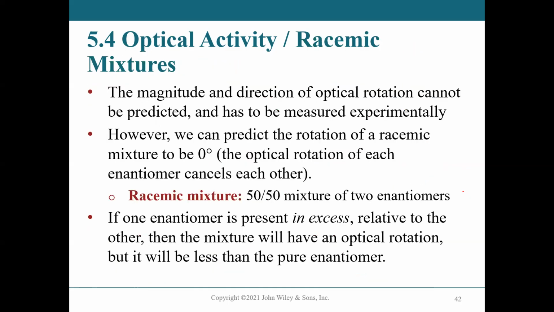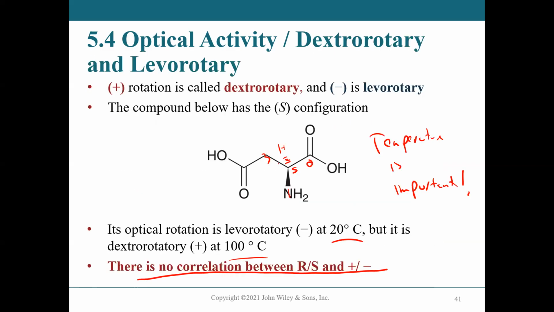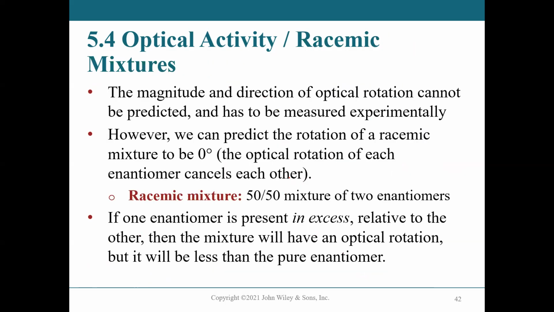So the magnitude and direction of optical rotation cannot be predicted and has to be measured experimentally. So we can't just say, oh, I have this compound here. It has an S center and I'm going to predict that it's going to be levorotatory. Well, if we heat it up, it could be dextrorotatory or whatever. So we have to take a measurement.